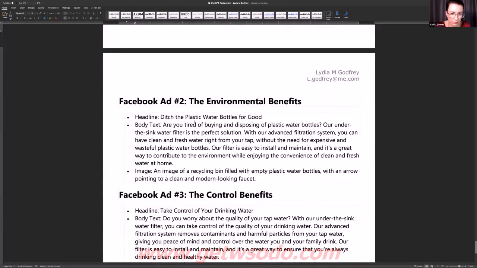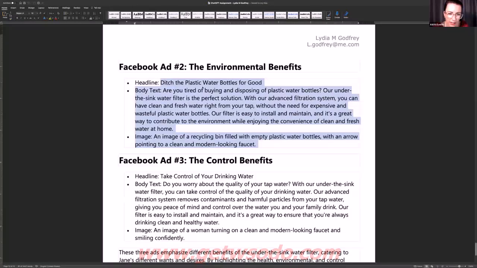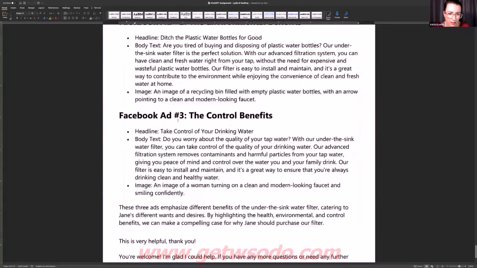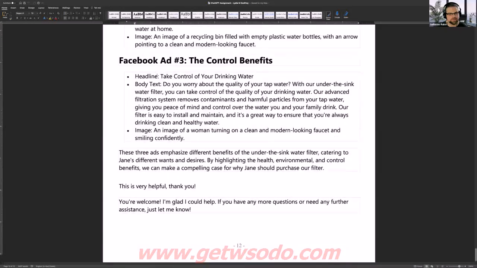Yeah, very similar. The Ditch the Plastic, that one we haven't seen, I don't feel like. Yeah, that's a new one. Are you tired of buying and disposing of plastic water bottles? No, that's good. And then the control benefits. Take control of your drinking water.